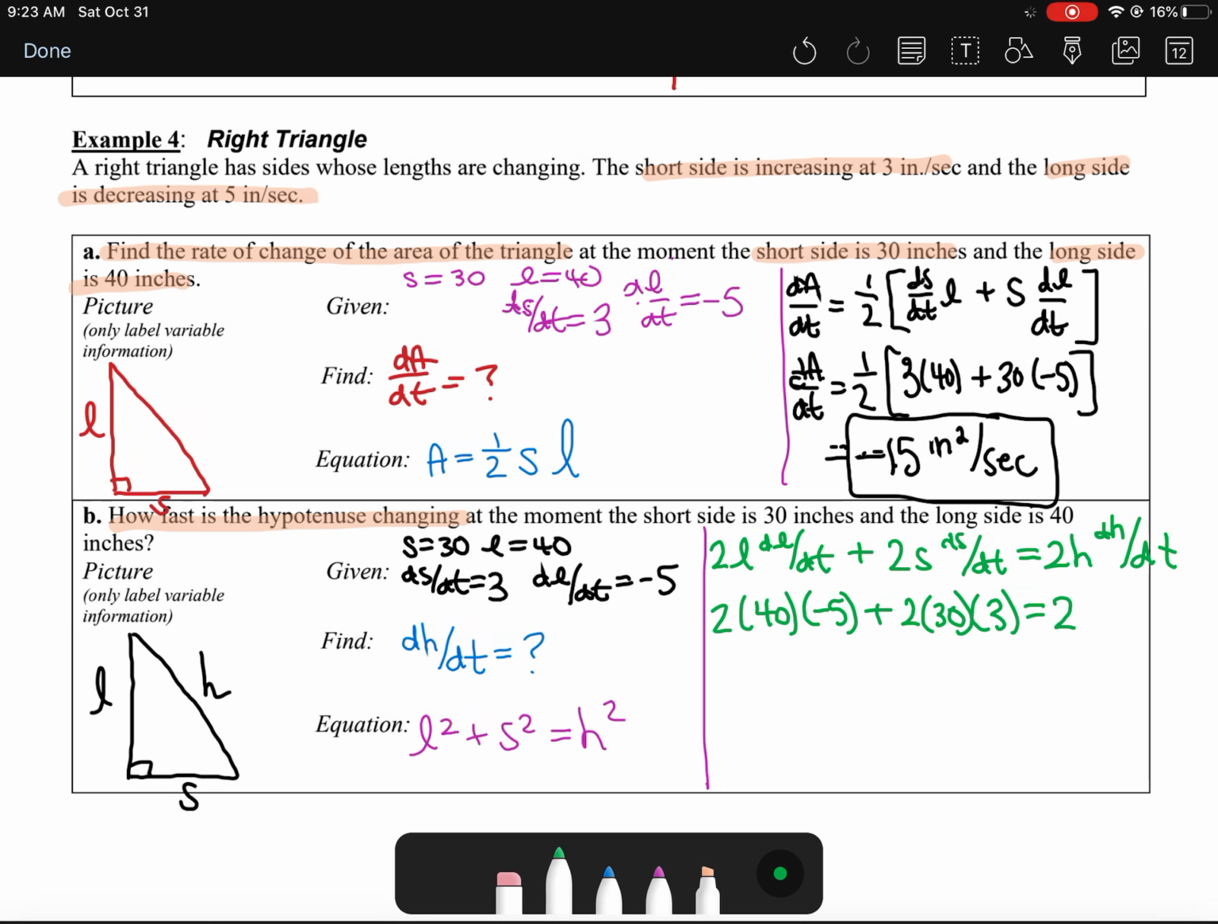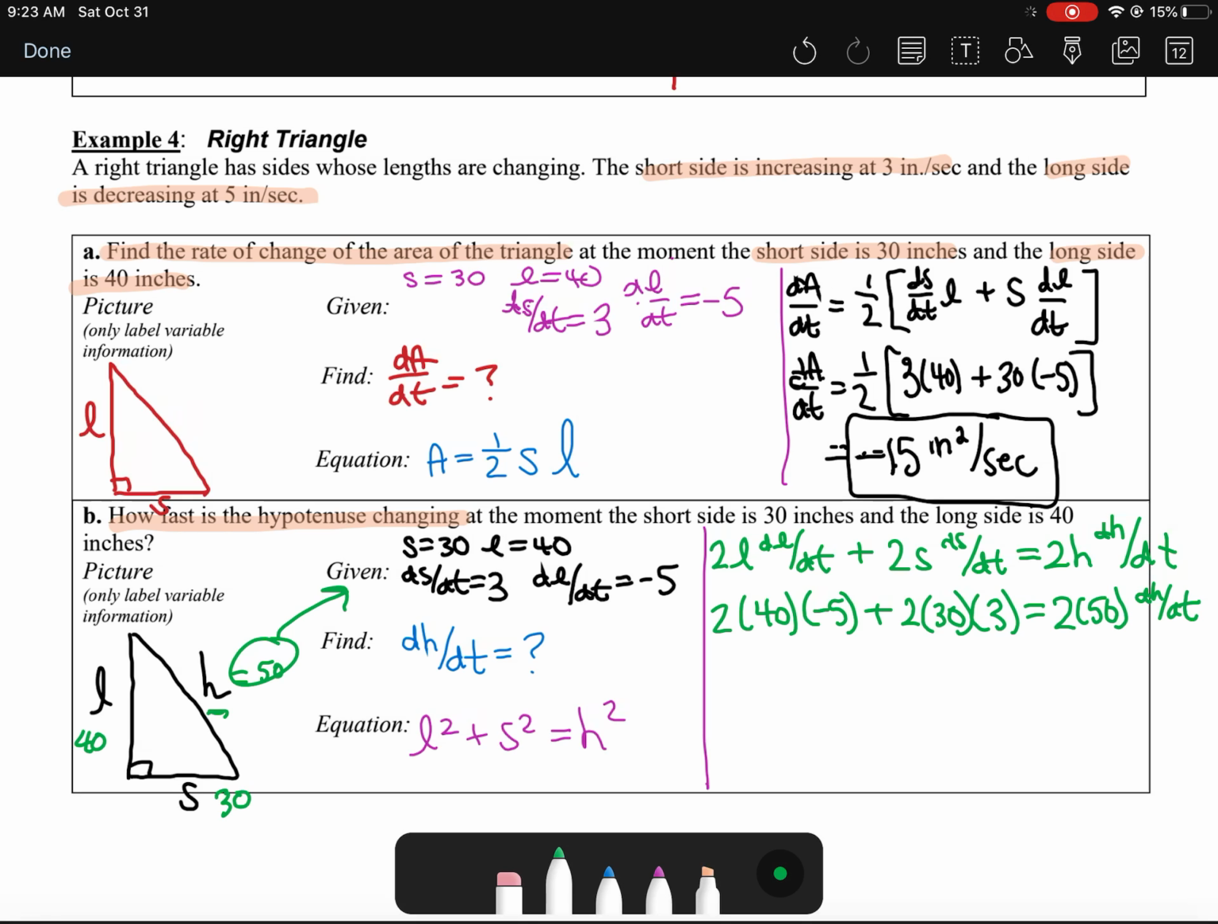Hopefully you are saying no here. So remember, I need H. Well, I know L is 40 and S is 30. So that would mean H is 50. And what you could have done is the Pythagorean theorem, 30 squared plus 40 squared equals H squared. Or remember your Pythagorean triples, 3, 4, 5. So this would be 30, 40, 50. So that's 50, and then dH/dt is what we're trying to find. So this is a hidden given.